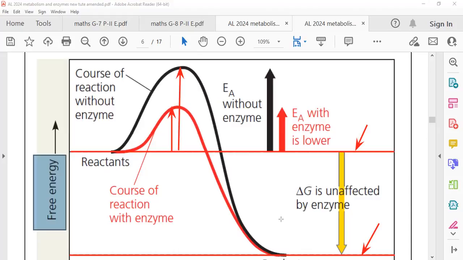Are you clear? Yes, sir. Right. But activation energy, what is happening to the activation energy with the presence of enzyme? It reduces. Activation energy reduces. Clear? Yes. Good. That you have to understand from this.